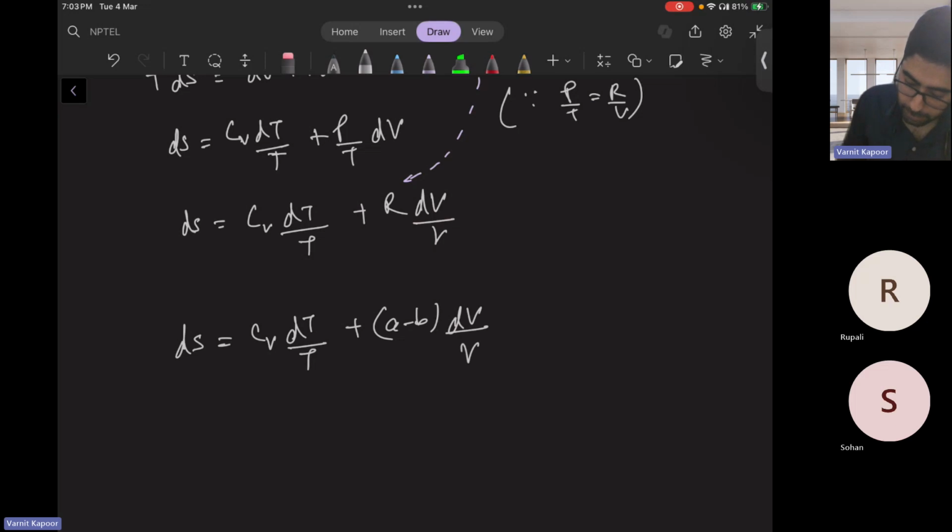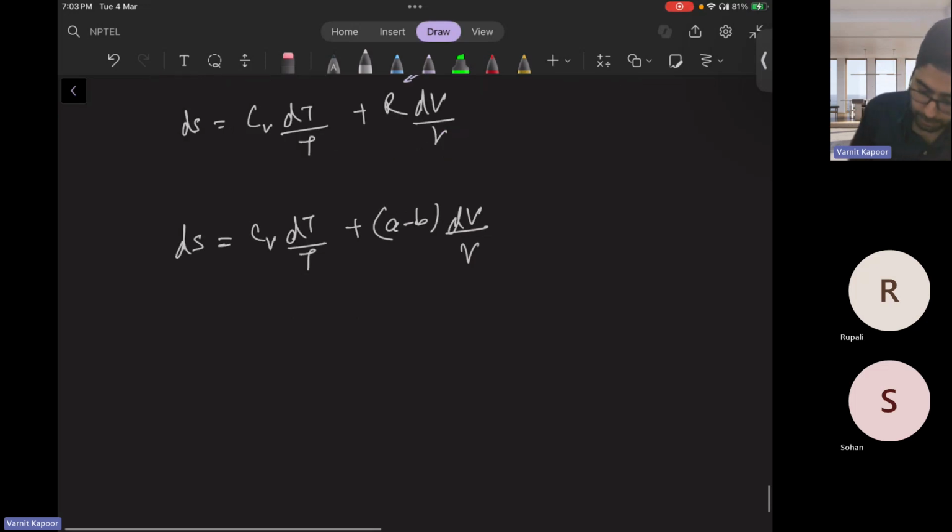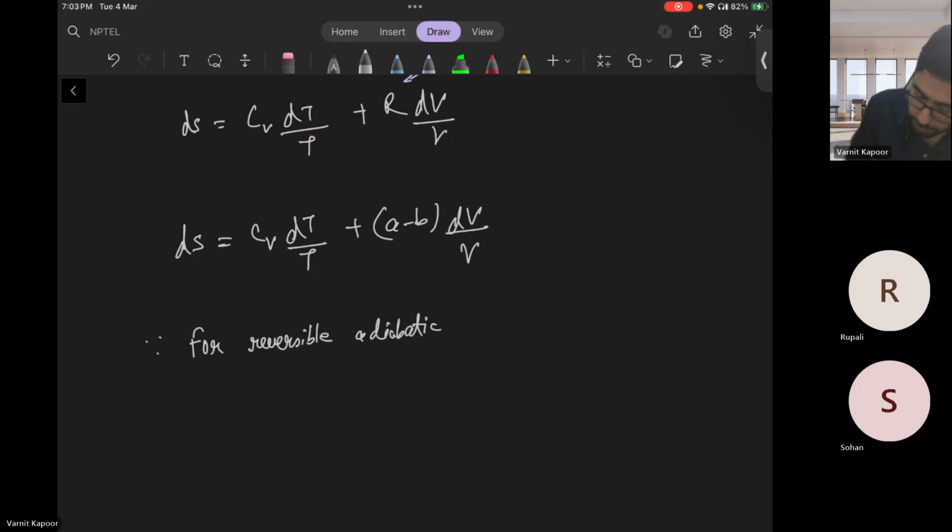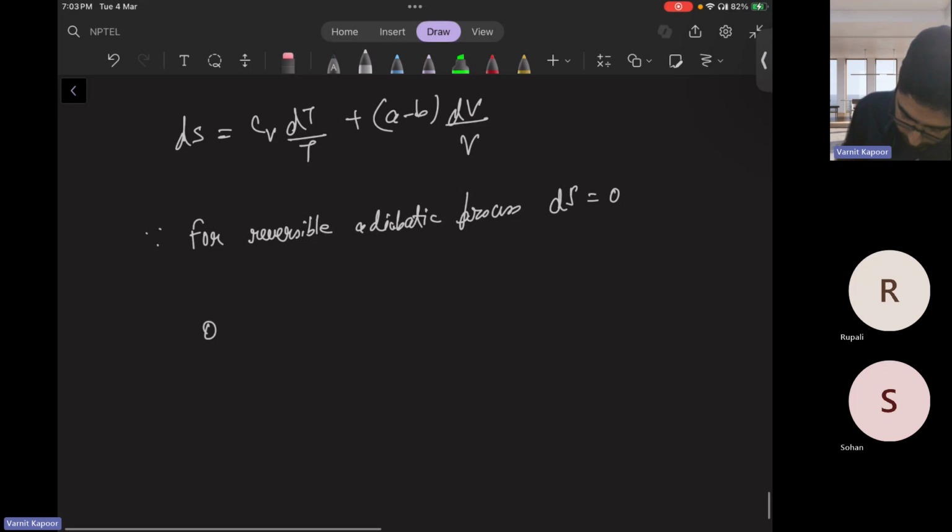So this is dS equals Cv dT by T plus A minus B dV by V. Now you know that for a reversible adiabatic process, dS is 0. So 0 is equal to Cv dT by T plus A minus B dV by V.